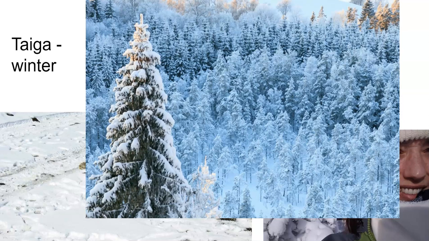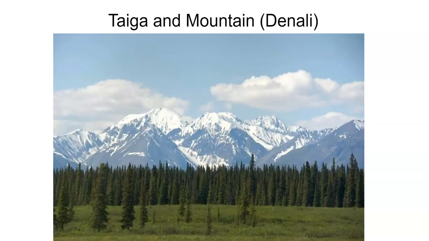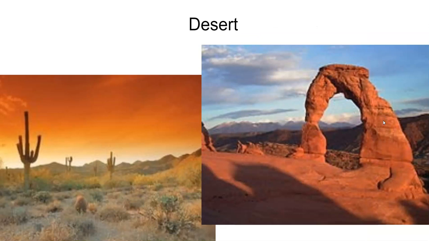Again, anytime I'm talking about something that you think could go in your foldable, pause the video and write it in your foldable. Here's two biomes together. We've got our taiga right here with all our evergreen trees and a mountain biome in the back. This is Denali. It used to be called Mount McKinley. They renamed it.